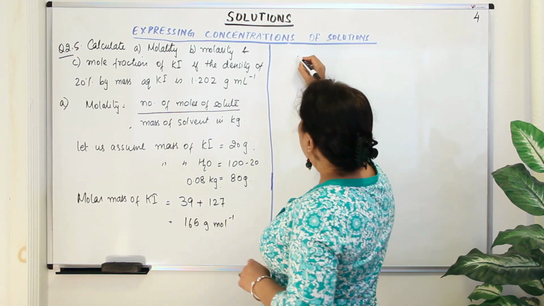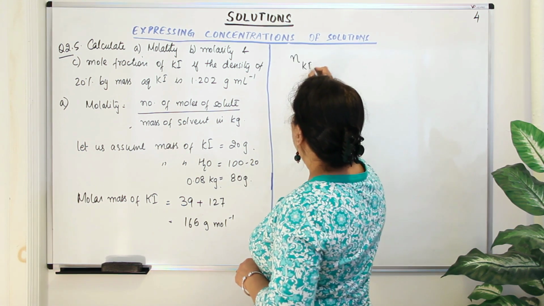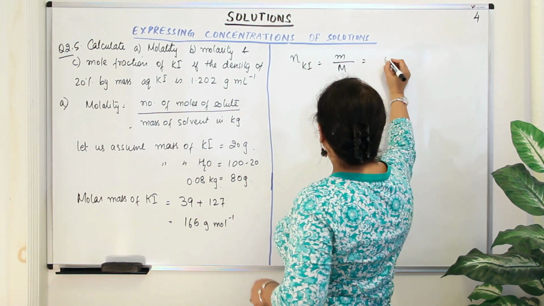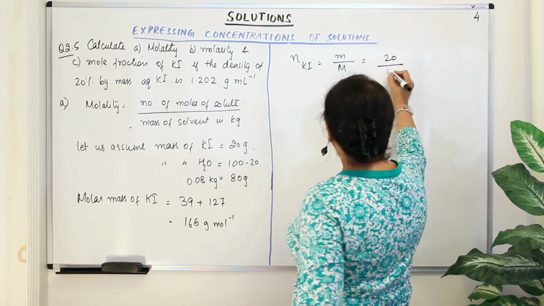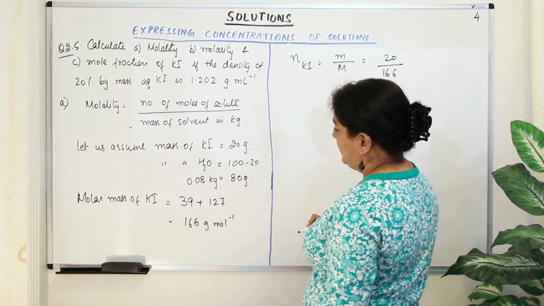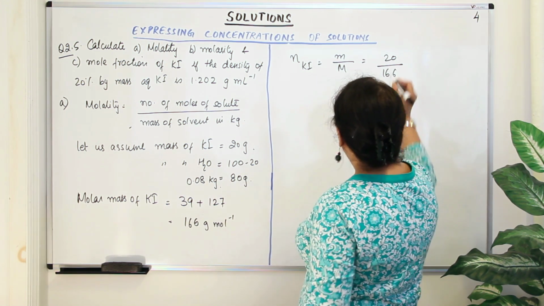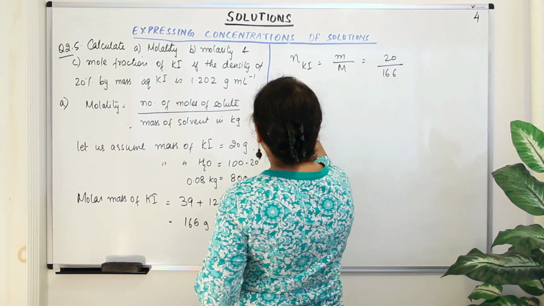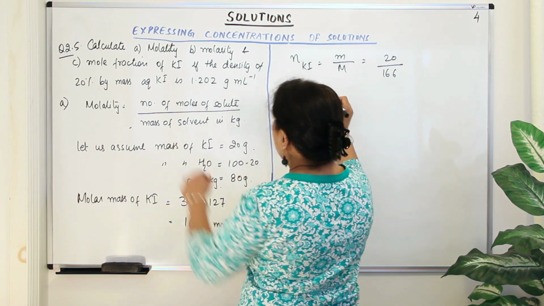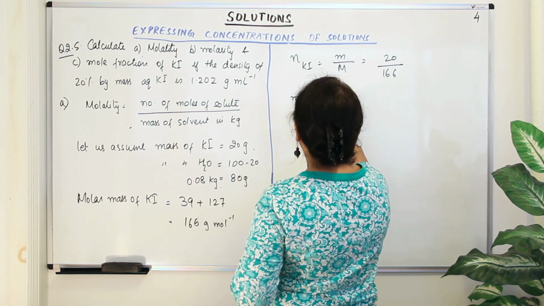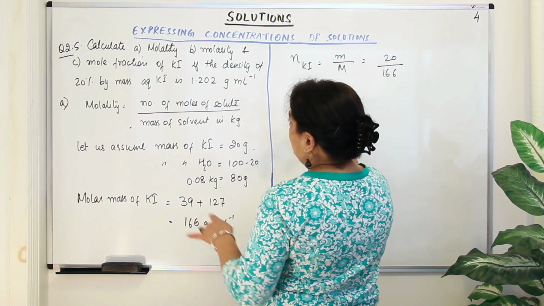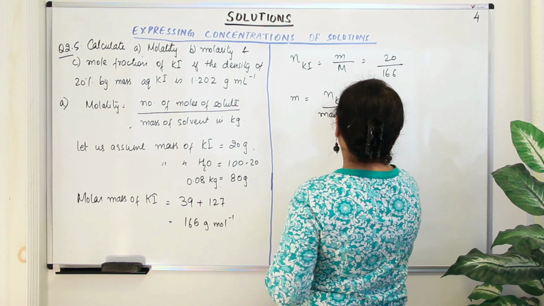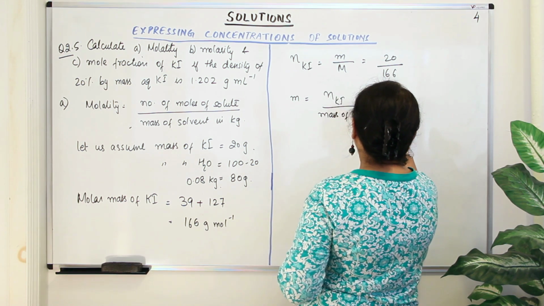Molality now. The number of moles of KI would be equal to mass upon molar mass, and the mass given is 20 grams and the molar mass given to us is 166, right? And 20 upon 166 will give you the number of moles. And what is molality? Molality, small m, is equal to the number of moles of KI divided by the mass of solvent in kg.